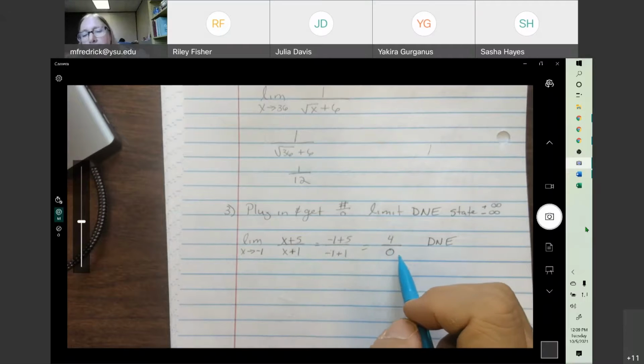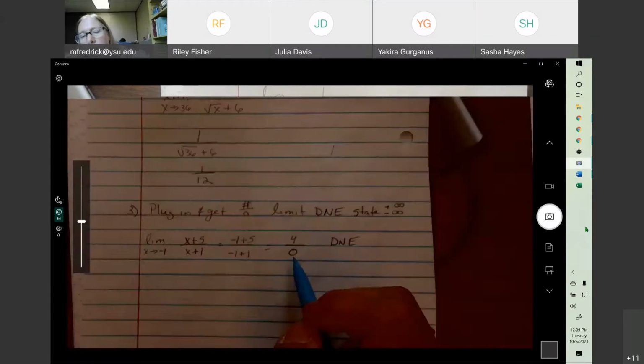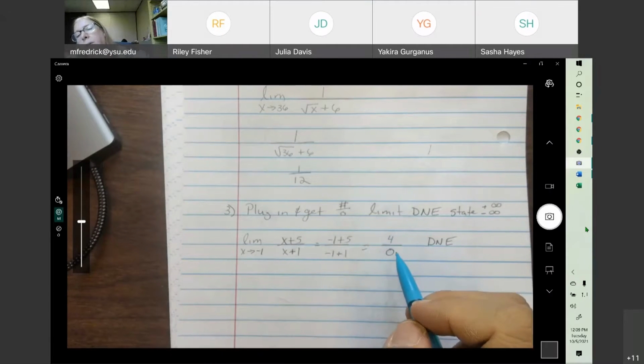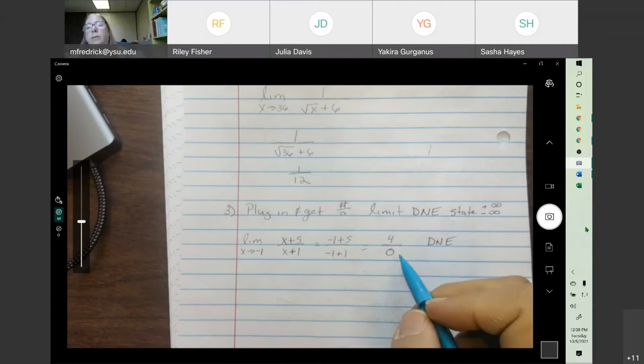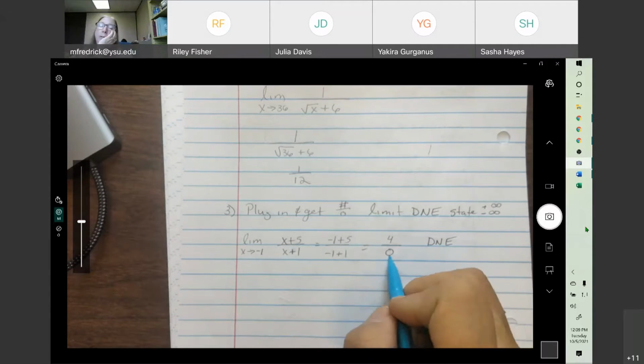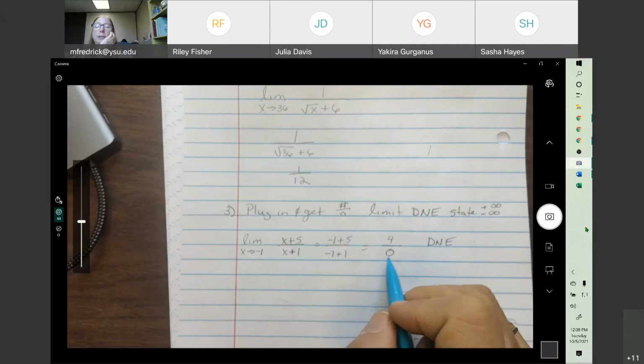What's happening is this is getting really large. A small number over a very large number gets close to 0. But in this case, when the bottom gets close to 0, this doesn't exist because it's getting huge.